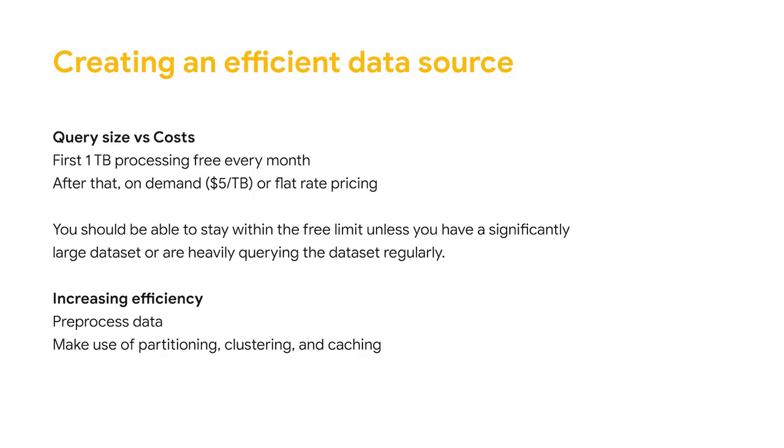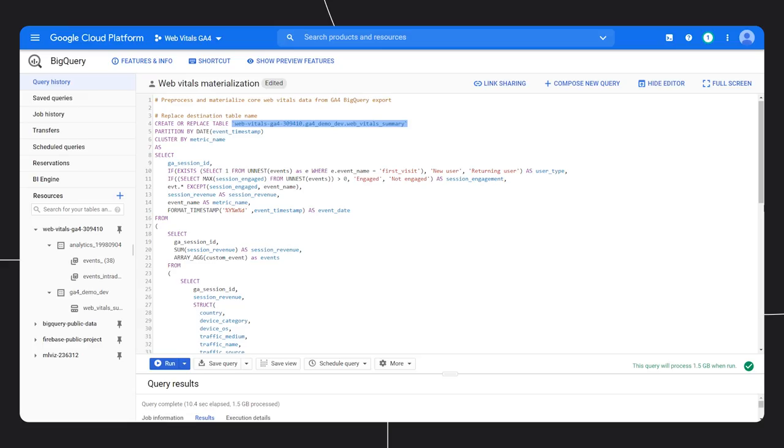You can use the BigQuery sandbox mode for free. On your GCP account, you'll get the first terabyte of processing free every month. After that, you can go into flat rate pricing or on-demand pricing at $5 per terabyte. For our Web Vitals analysis, unless you're using a significantly large dataset or are heavily querying the dataset regularly, you should be able to stay within the free limit. But if you have a high traffic website and want to regularly monitor different metrics using a fast interactive dashboard, we suggest pre-processing and materializing your Web Vitals data while making use of BigQuery's efficiency features like partitioning, clustering, and caching. And here's how you would do that.